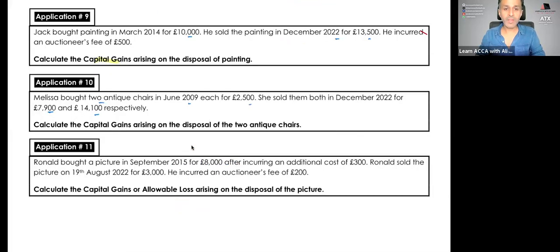So Ronald bought a picture in September 2015 for £8,000, after incurring an additional cost of £300. Ronald sold the picture on 19th of August 2022 for £3,000. He incurred an auction fee of £200.